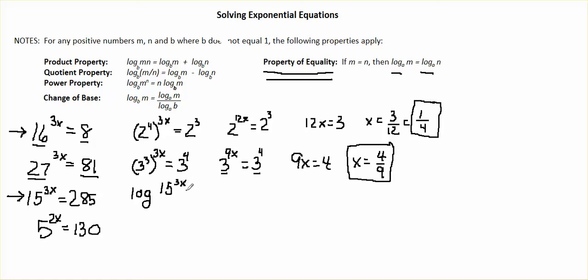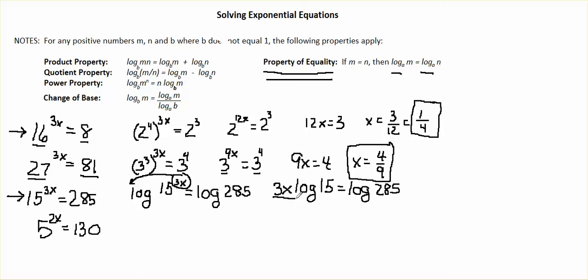So I'm going to take the log of both sides. And here is where some of our other properties of logarithms are going to come in handy. Our variable is up here in our exponent. So why does the log help us solve? Because we have the power property. It says if we have the log of a number that has an exponent, we can move that exponent in front of our log. So we are going to move this 3x to the front of our log, and that frees our exponent. So we can actually solve for our variable. So now we get 3x times log of 15 equals log of 285.